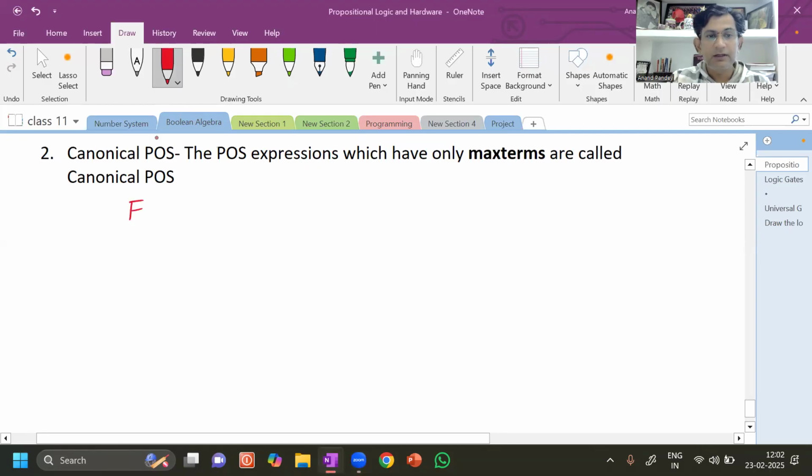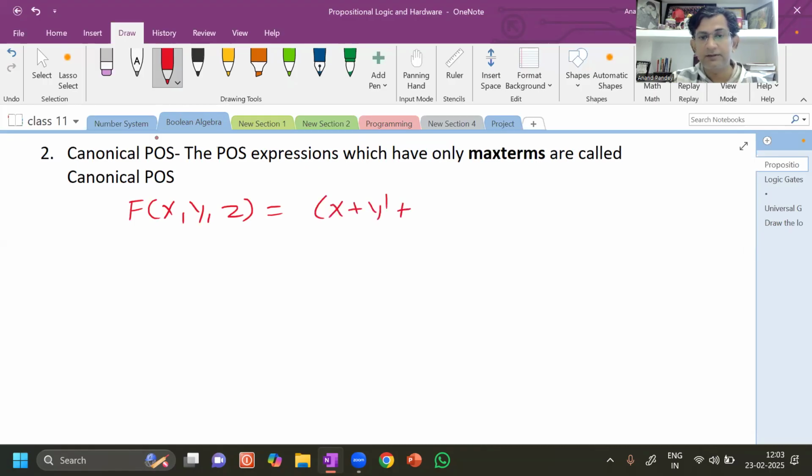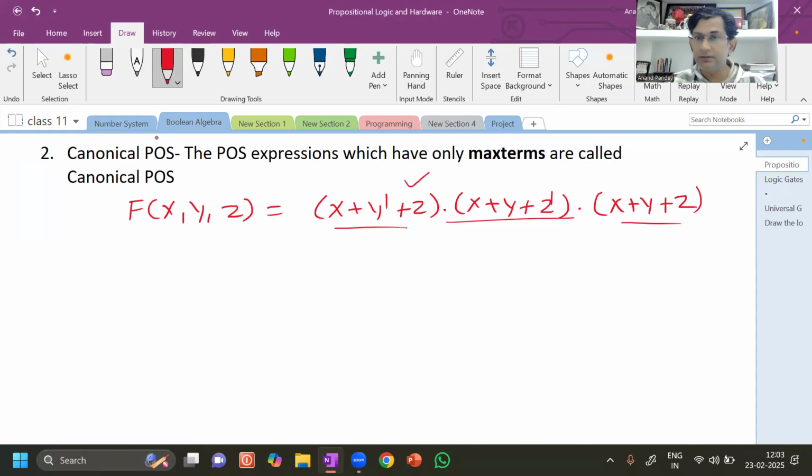One more example here. F, consider x, y, z are the propositions, and we have this POS expression (x + y' + z)(x + y + z')(x + y + z). You can see it is a POS expression, product of sums. Three sums are here, and each is a max term, a sum of all the literals. So in this POS expression, each and every term is a max term. So it is POS, but more specifically, it is canonical POS, because all the terms are max terms.